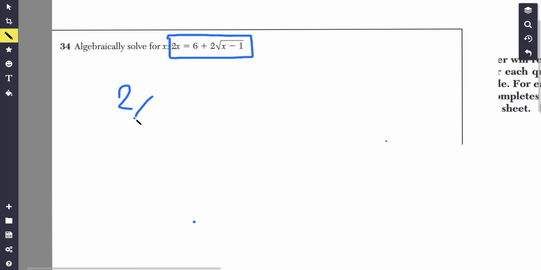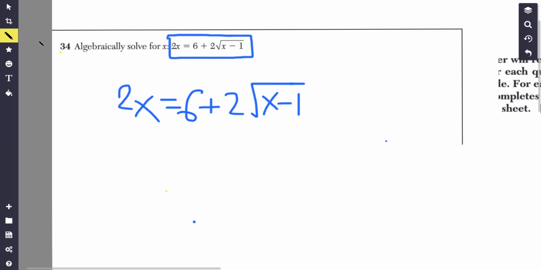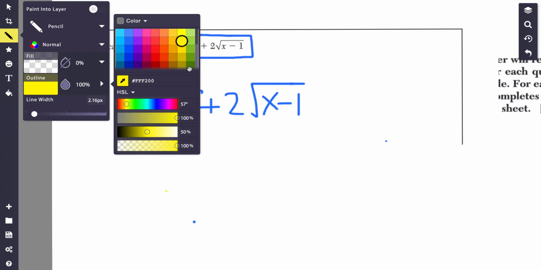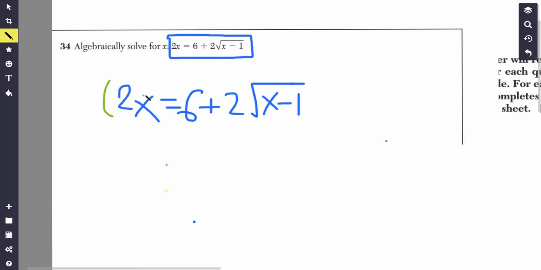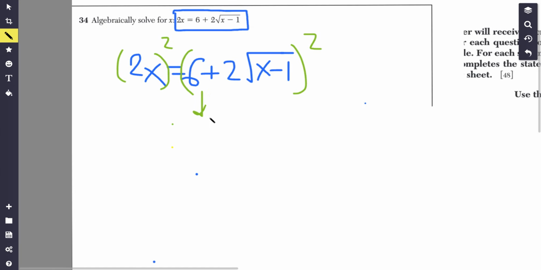All right, so we have 2x equals 6 plus 2 times the square root of x minus 1. A common mistake people do is they immediately square both sides. So immediately what some people do is they square both sides. They think, oh, if I square both sides, I'm going to get rid of this square root. But in fact, squaring both sides is actually going to make this even more complicated, because guess what?